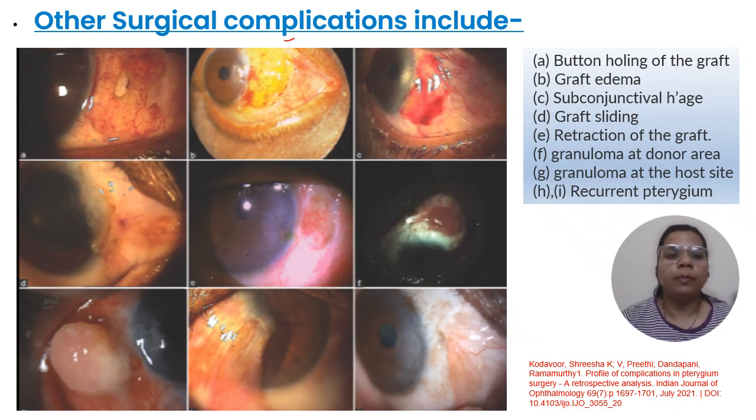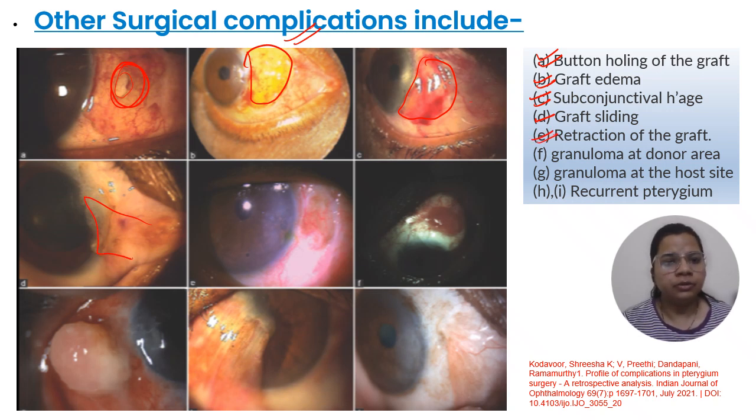Other surgical complications besides recurrence: first, there is buttonholing of the graft, where the conjunctival graft which we have taken has a hole in it. Second, there is graft edema. Third is subconjunctival hemorrhage. Fourth, there is graft sliding onto the cornea. Fifth is retraction of the graft. So this is the bare sclera which has been left and the graft has retracted.